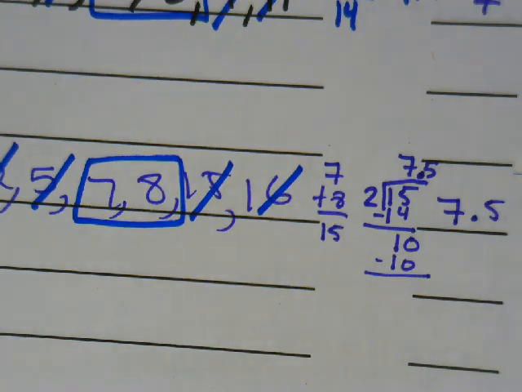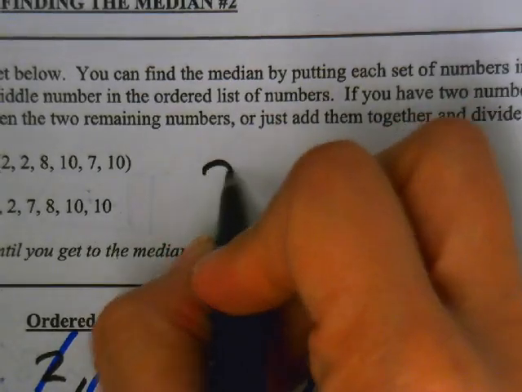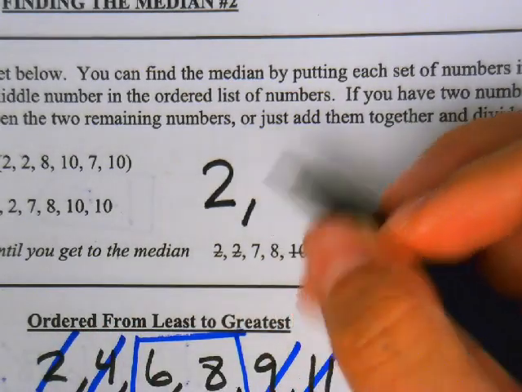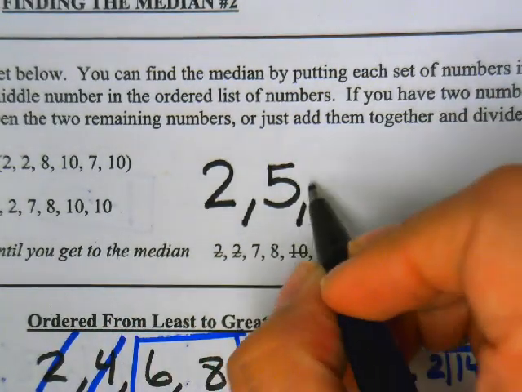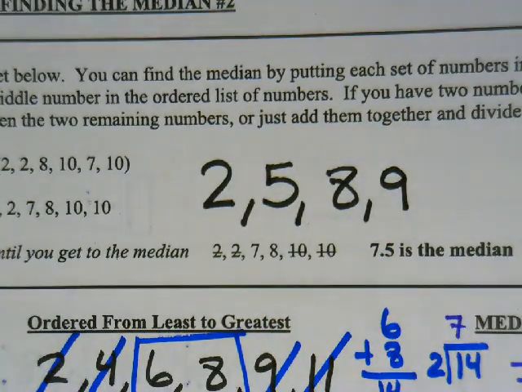Okay? I want you to do number 2, number 5, 8, and 9 only. Okay. Start it now. Set timer for 4 minutes. 4 minutes.